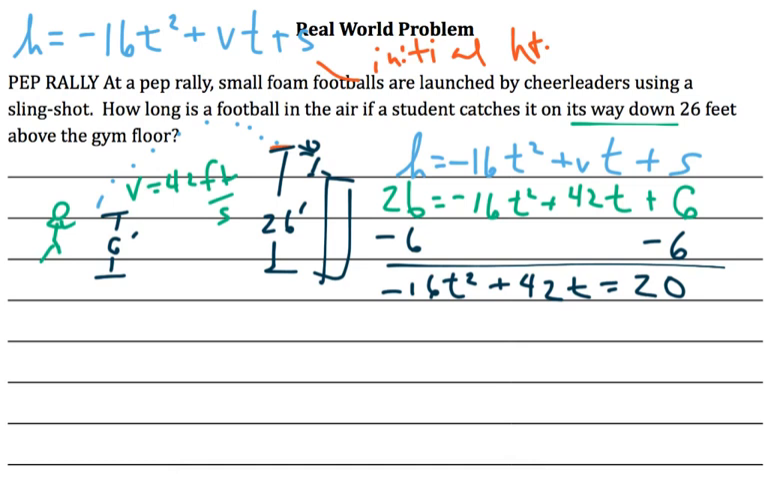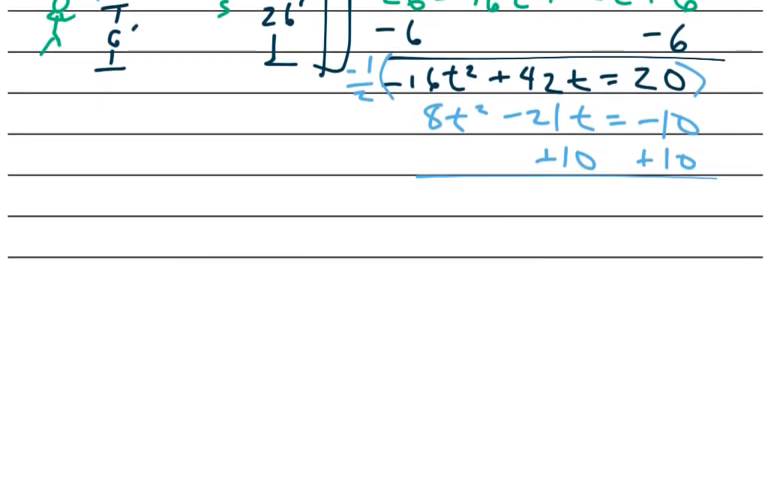So maybe I show my work this way. I want to take negative 1/2 of everything in there. And the reason is that'll give me 8t squared minus 21t equals negative 10. Add 10 to both sides. And it looks like I'm getting a little tight on room. Hopefully you're okay. 8t squared minus 21t plus 10 equals 0.